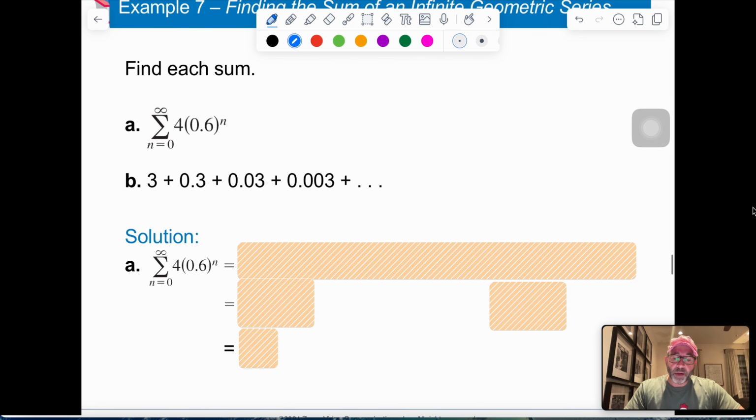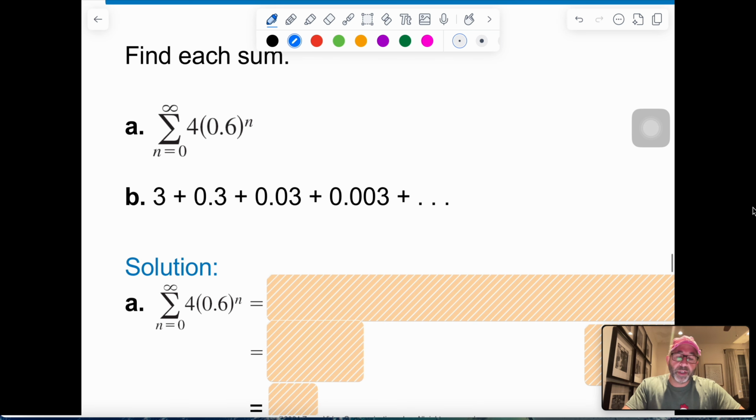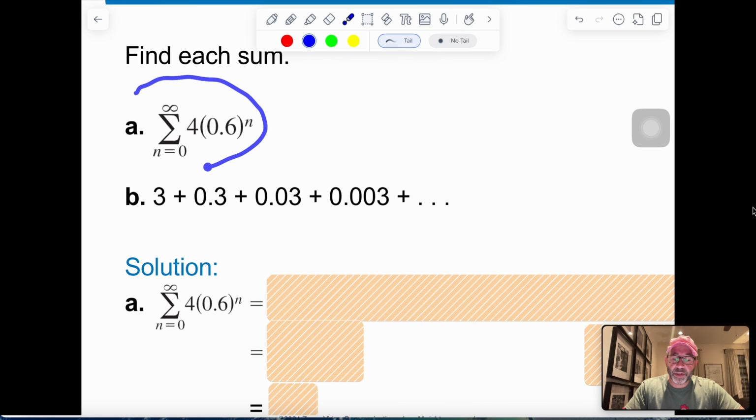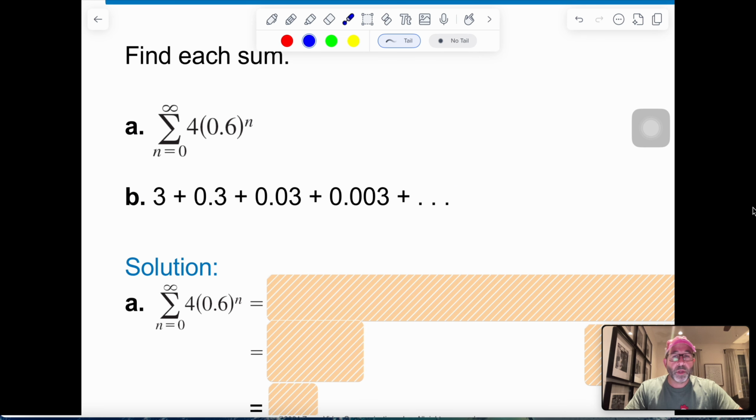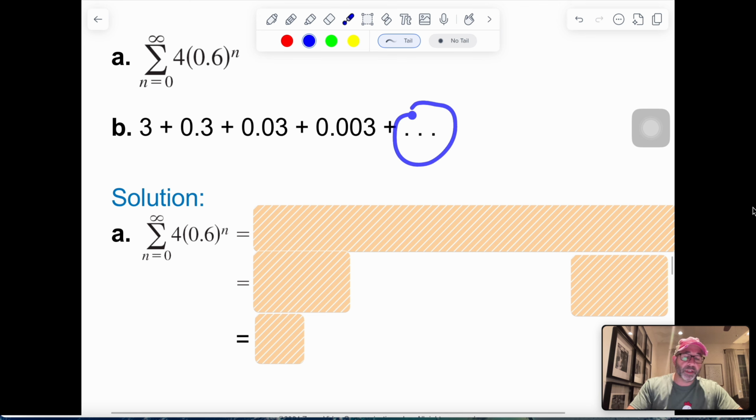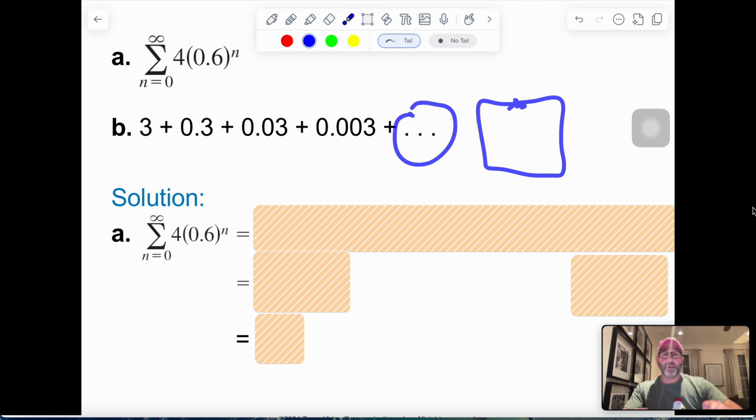So we have two different problems we're going to work on here. The first one is, what is the sum of an infinite number of terms starting with n equals 0 of this series? The second one is, what happens when I take 3 and add 0.3 and add 0.03 and add 0.003 and so on, and I do this indefinitely? That's what these ellipsis points at the end mean, with no value on the side. It means it's running forever towards infinity.